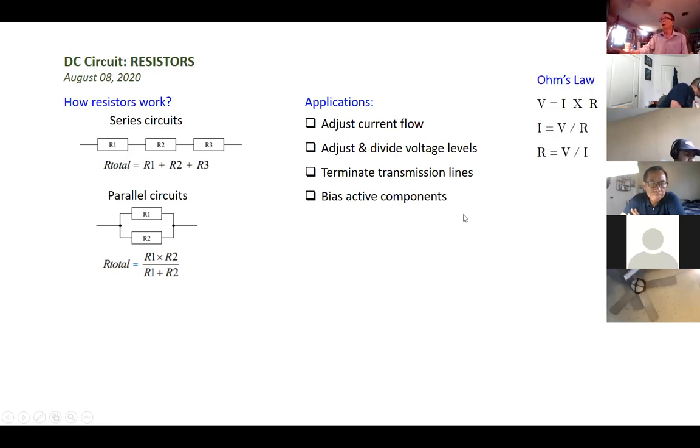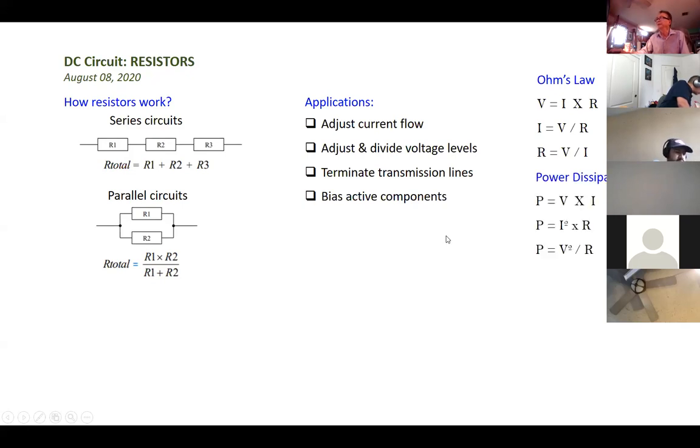And the Ohm's law, we already know the Ohm's law. V equals I times R. I equals V divided by R. And R will be V divided by I. In this formula, V must be in volts, I has to be in amperes, and R has to be in ohms. If it's not, then you need to do a conversion. Okay?